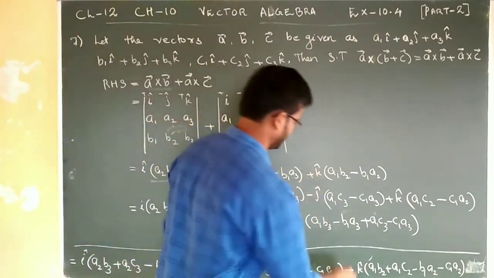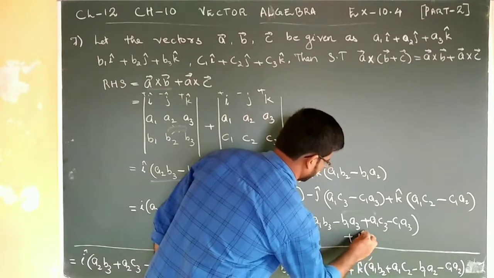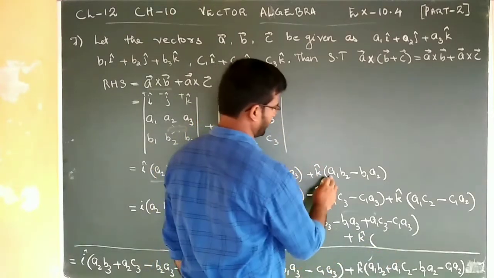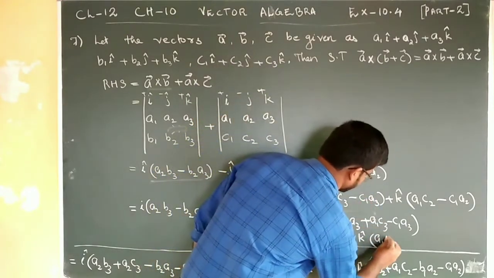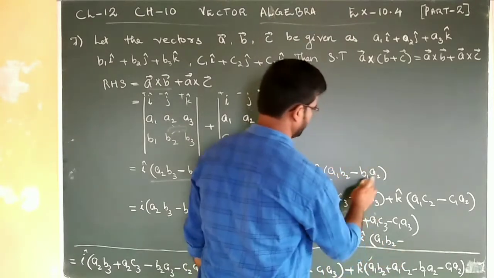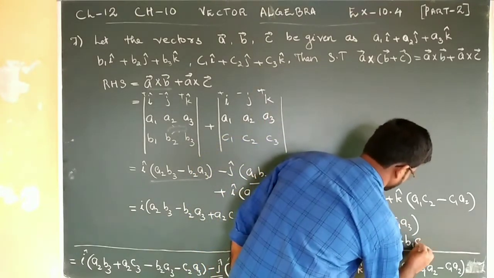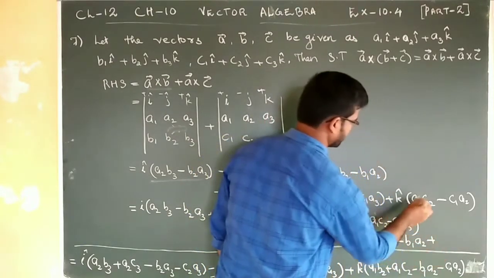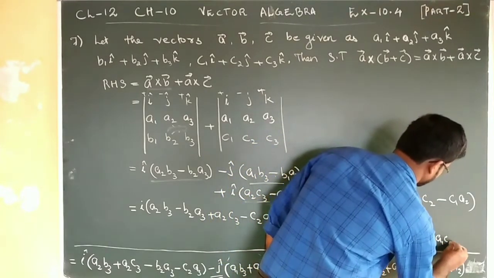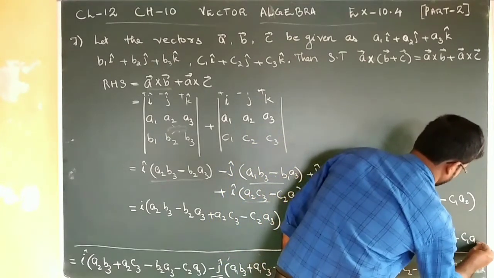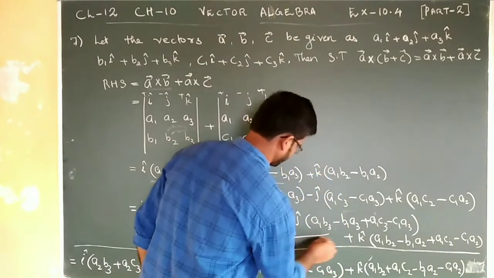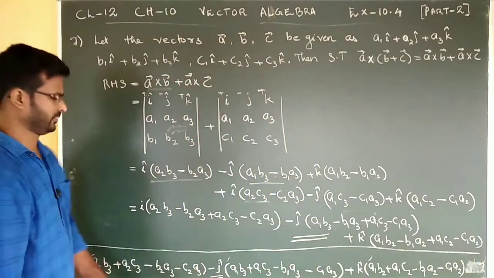The last K term, plus K vector: A1 B2 minus B1 A2 plus A1 C2 minus C1 A2. This is our RHS answer.